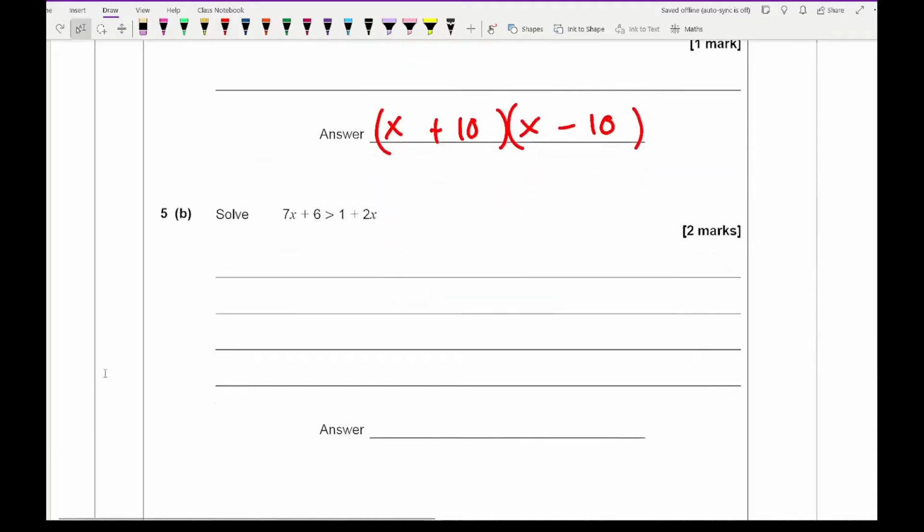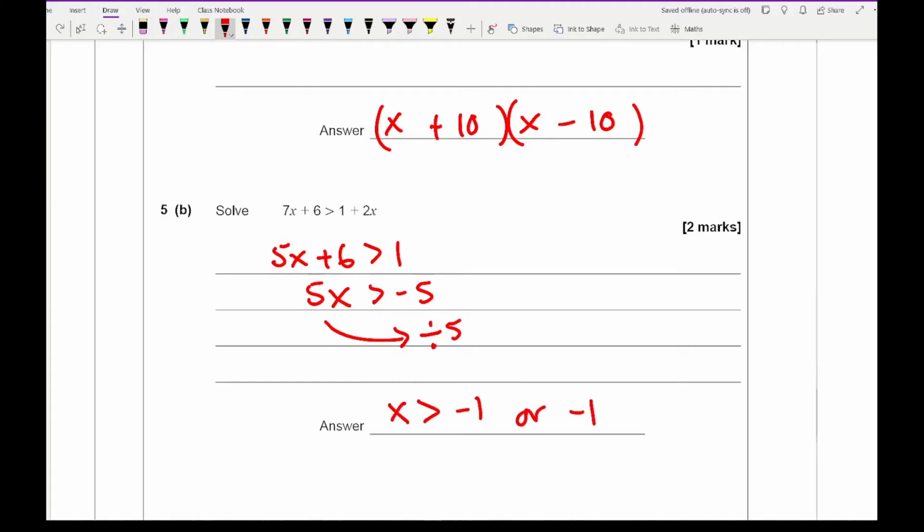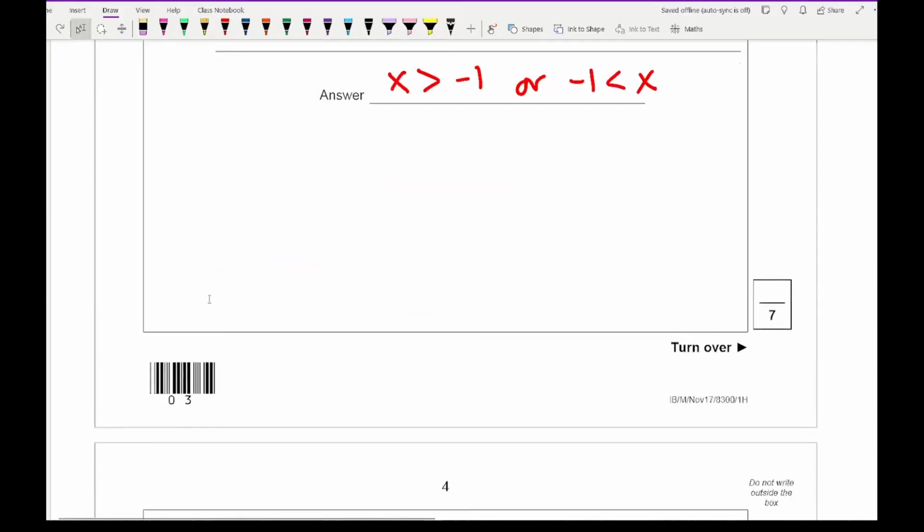Then for question 5b, it says solve 7x plus 6 is greater than 1 plus 2x for 2 marks. So for 1 mark, what you want to do is group all the x's together, so we get 5x plus 6 is greater than 1. Then we take the 6 over, so that becomes minus 5, and then we divide by 5, giving us a final answer of x is greater than minus 1, or you could write your answer as minus 1 is less than x. So either of those two answers would be absolutely fine.